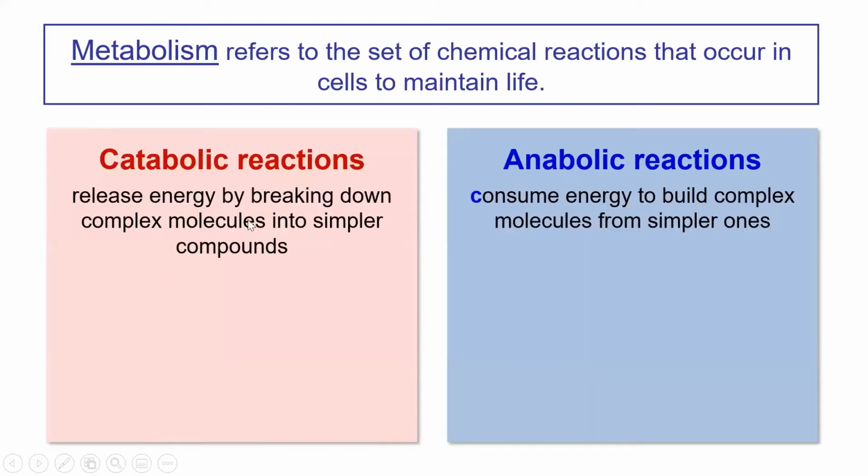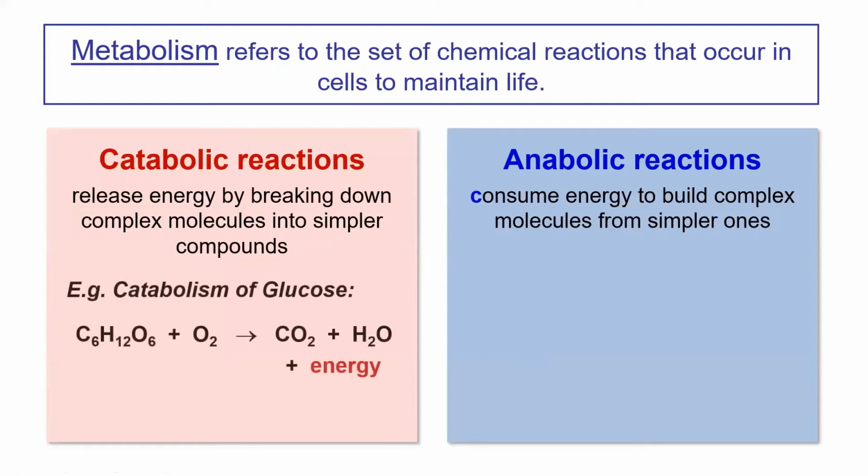So catabolic reactions, these are breaking down type of reactions. And the example you can see I have here is the catabolism of glucose. So we're breaking glucose down. It has 6 carbons, and we're breaking it down into carbon dioxide and water.